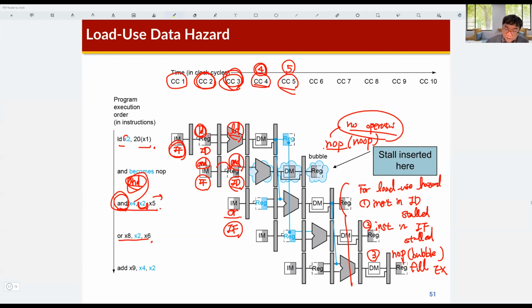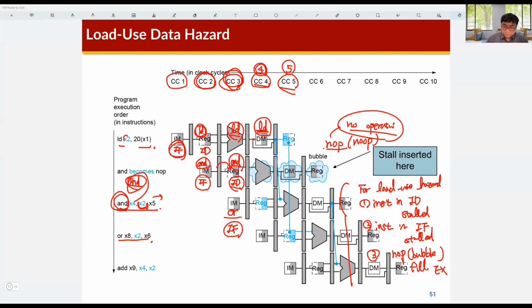And then at clock cycle number 4, the load instruction is here. If the AND instruction is in the EX stage, this AND instruction cannot receive the data from the load instruction. Understand? Because the load instruction is reading data from the data memory, so the AND instruction cannot be in the EX stage.